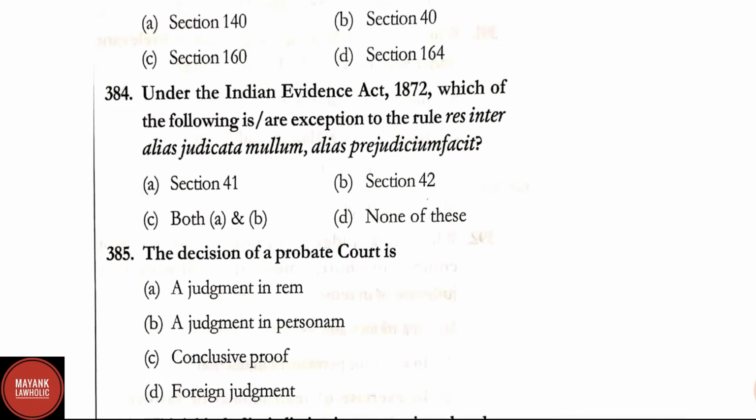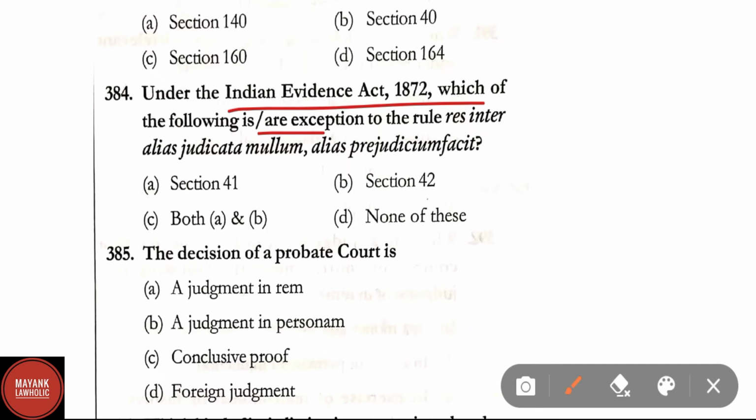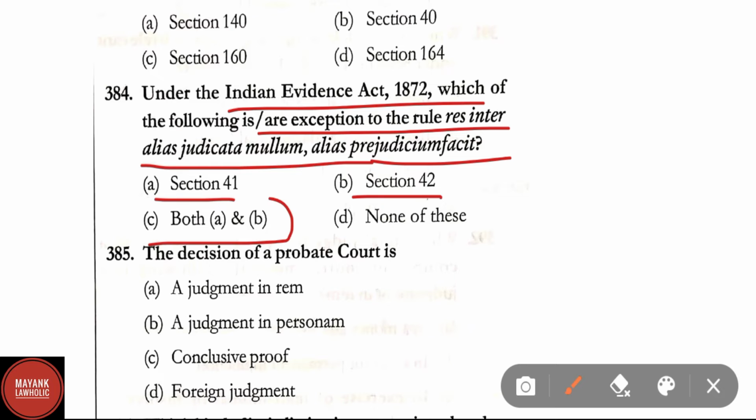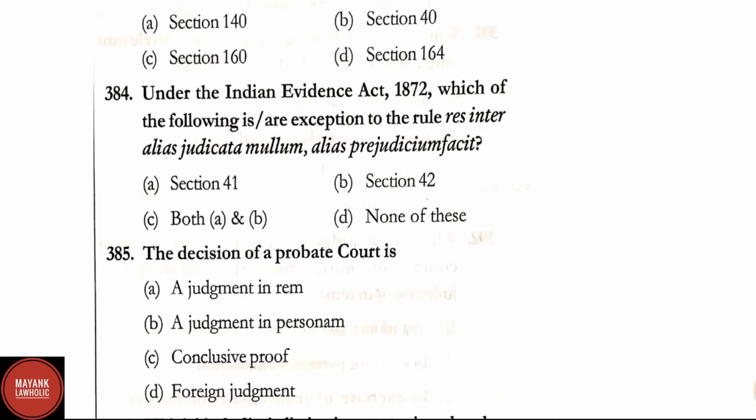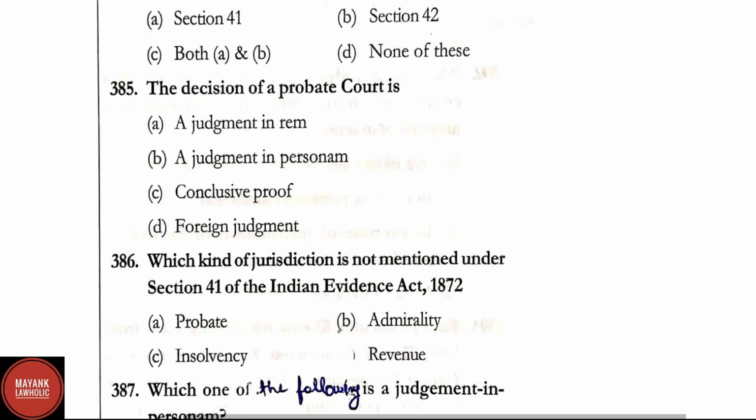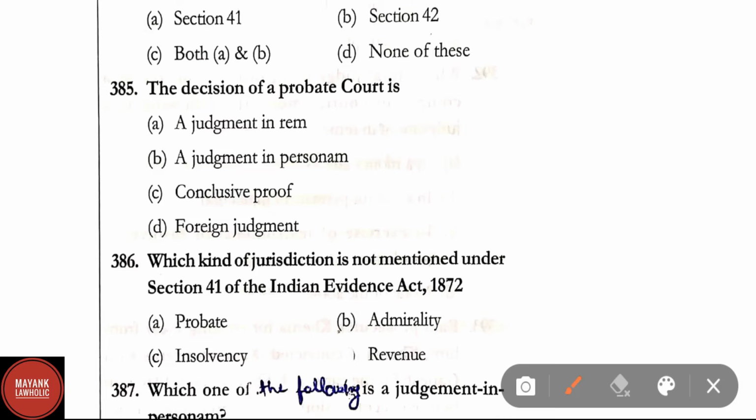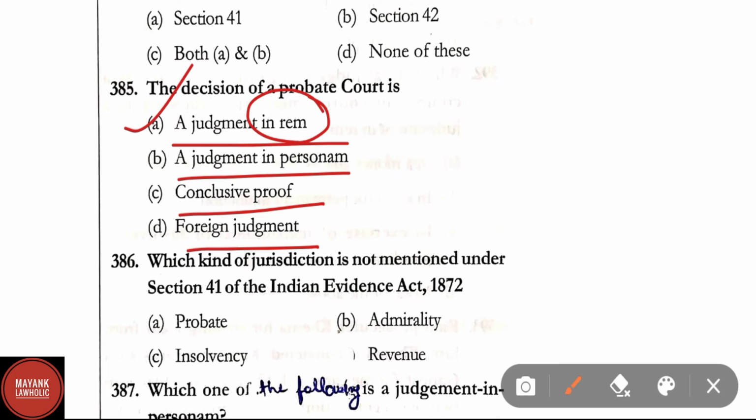Question number 384. Under the Indian Evidence Act 1872, which of the following is an exception to the rule of res inter alios judicata nullum alii praejudicium facit? Here correct answer is option C, that is section 41 and section 42, that is both A and B. Question number 385. The decision of a probate court is option A, a judgment in rem; B, judgment in personam; C, conclusive proof; D, foreign judgment. Correct answer here is option A, that is a judgment in rem.